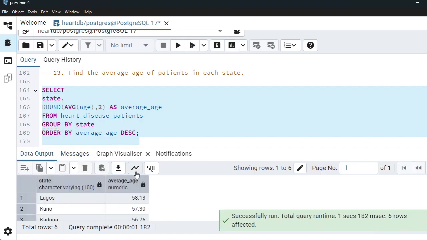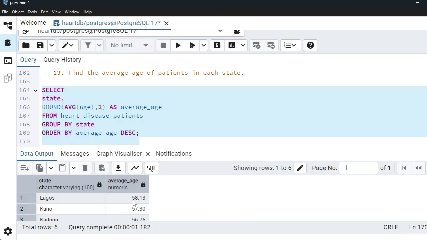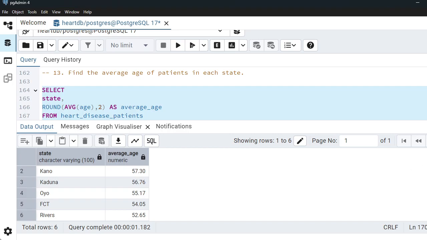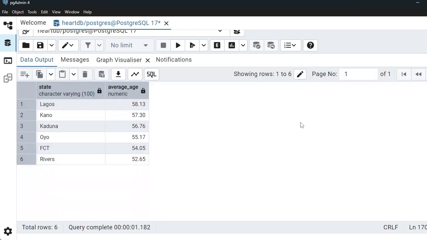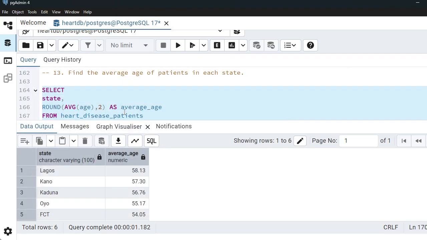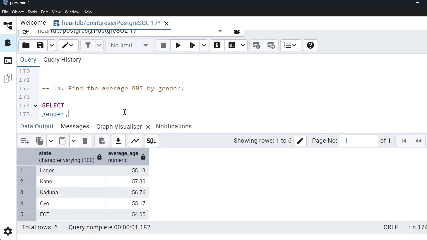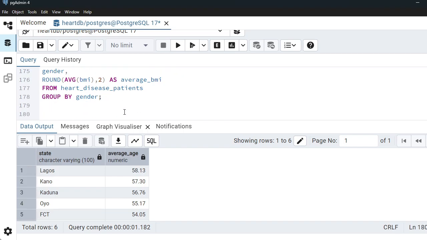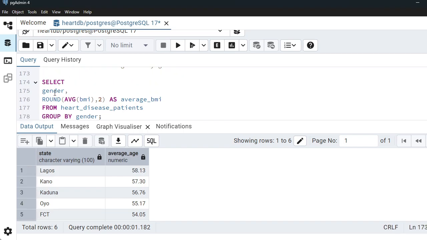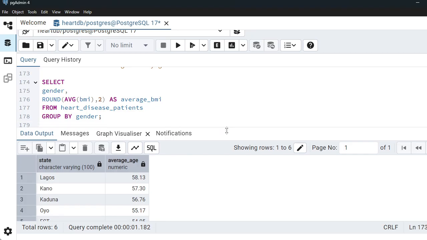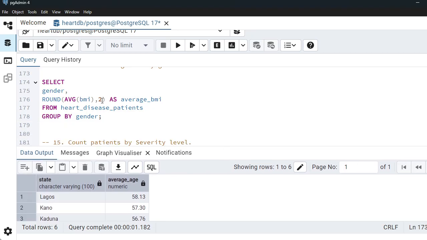So we have the average age for Lagos is 58.13. Average for Kano is 57.30, right? So like that you have all the information for all the states. Oyo is 55.17, FCT is 54.05, Rivers is 52.65, right? So now let's go to the next question. If I come here now to question 14, it says find the average BMI by gender. That is going to be select the gender and then round the average BMI, so it's going to be in 2 decimal places, right?